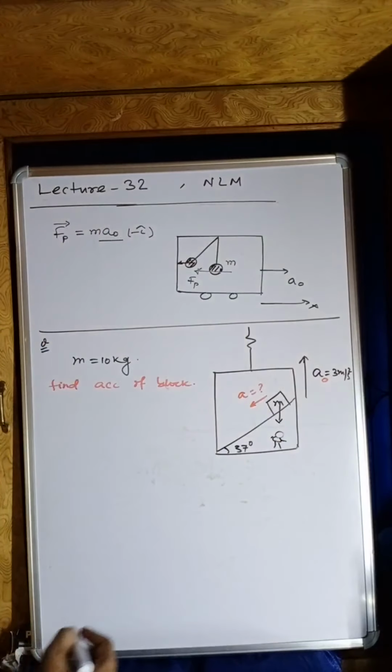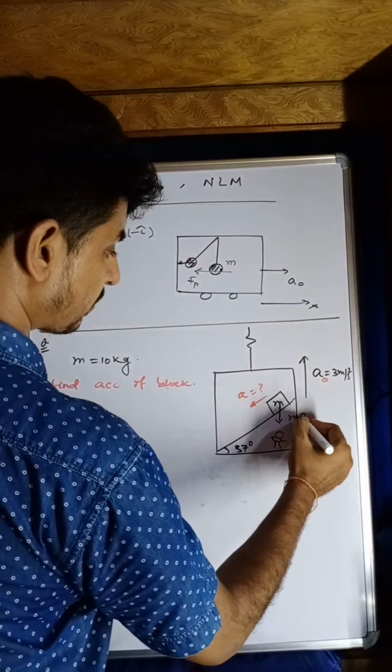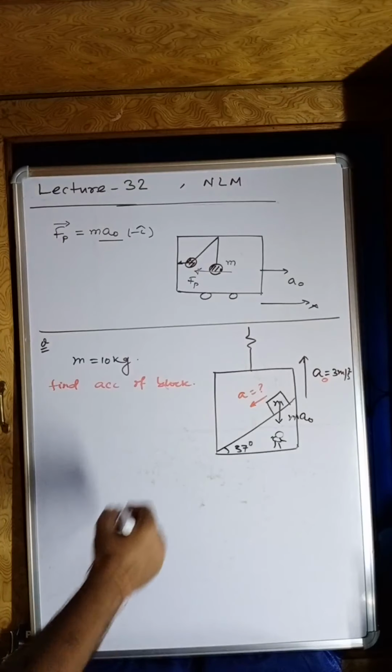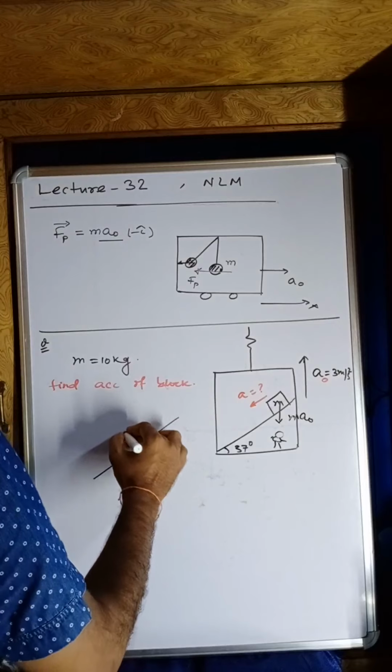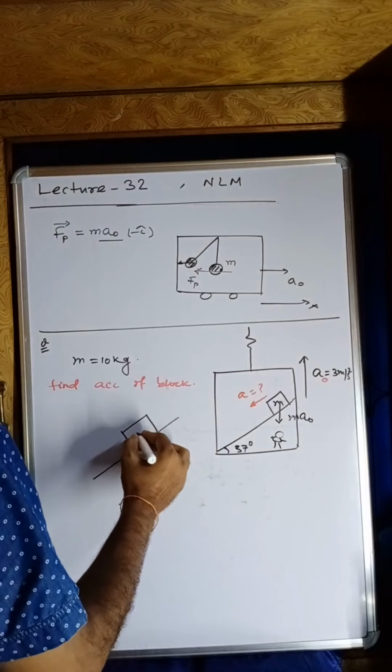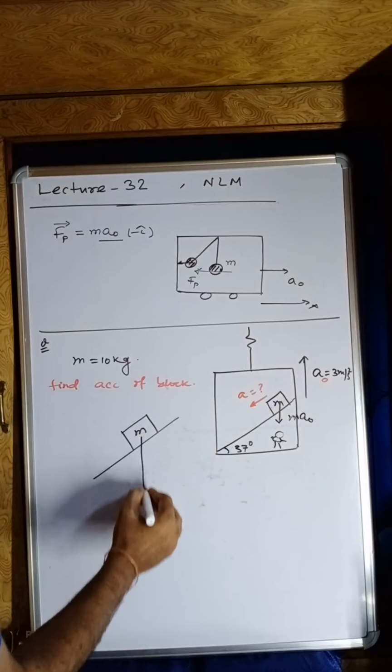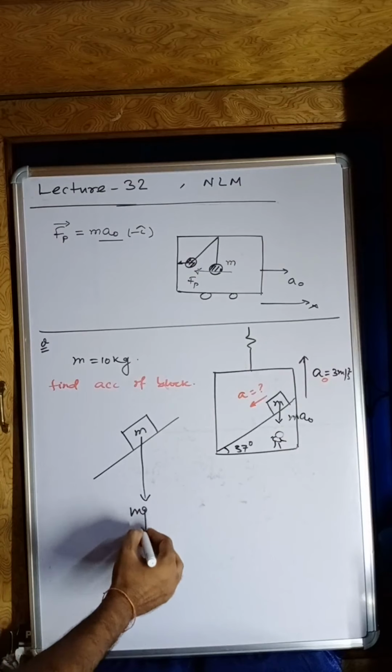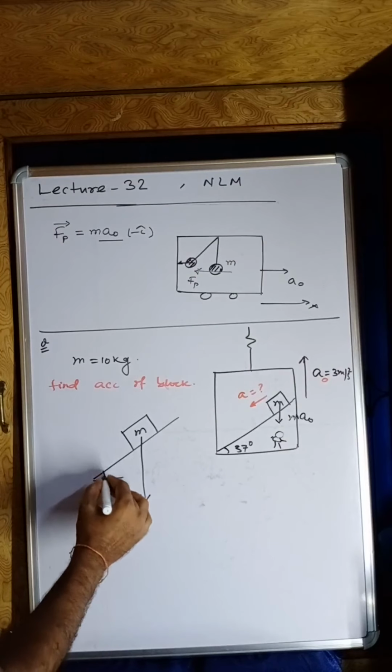How much? It will act. It is mass times acceleration, m a naught. Let me draw the diagram over here. This is the mass. One, it is the mg. This is the angle theta.